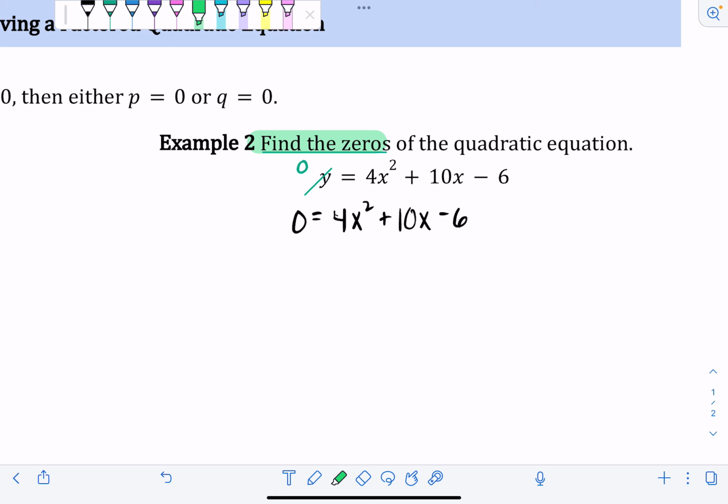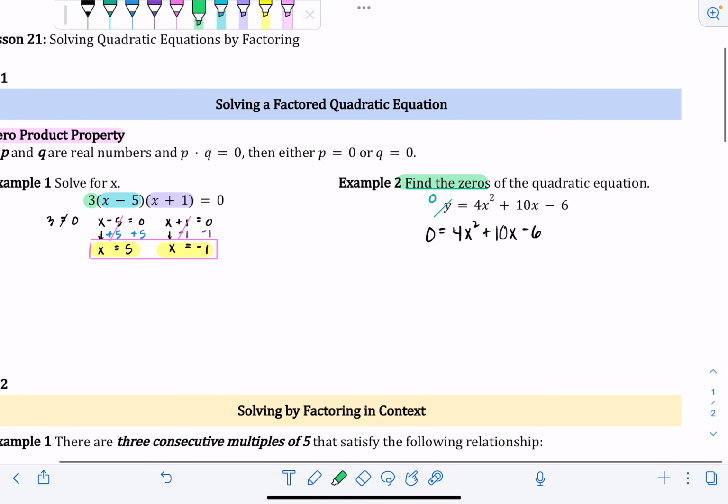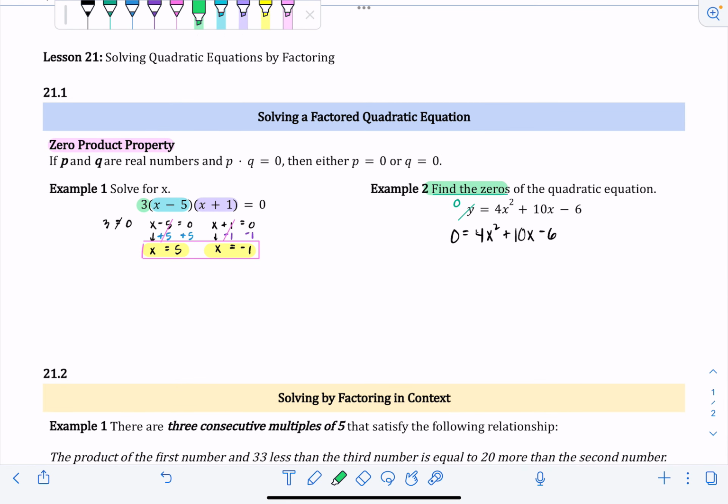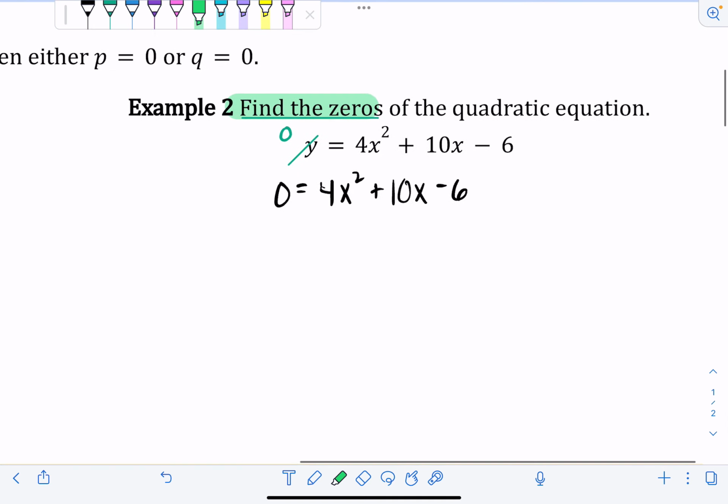Okay, so our new equation is 0 equals 4x squared plus 10x minus 6. And this is not in factored form. I'm actually going to zoom back out really quick. So example 1, that equation was in factored form because we had our different factors, like the things in parentheses, being multiplied together. We don't have that here, so we have to factor.